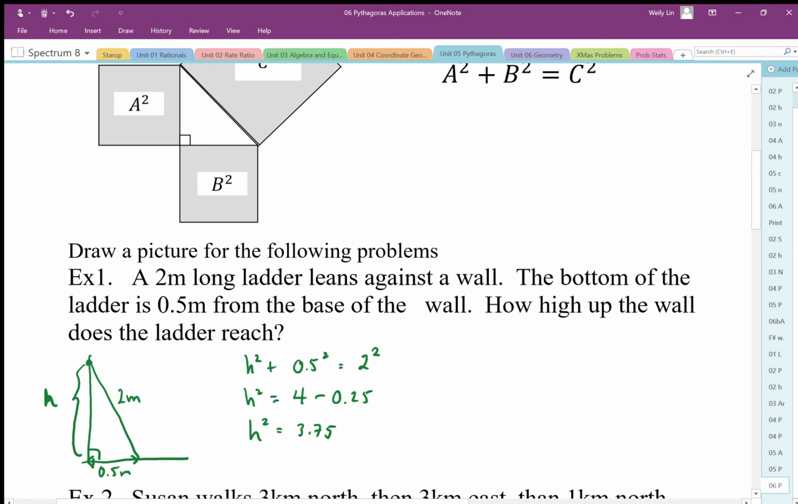Okay, so if I want to find out the length of that edge, I've got the area, so I need to take the square root. So the square root of 3.75, I get 1.94. So h is equal to the square root of 3.75, and I get the height is equal to approximately 1.94 meters. Okay, and that sounds about right. My ladder's 2 meters, so it's not going to reach quite 2 meters up the wall.